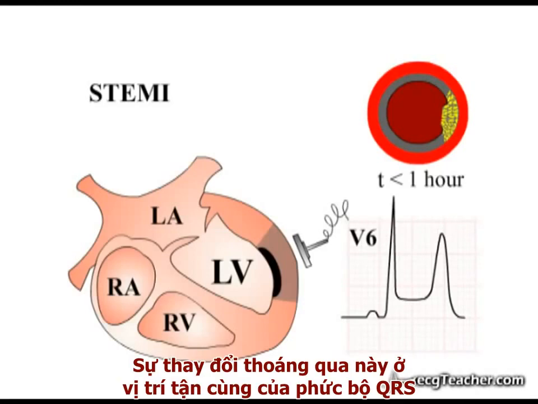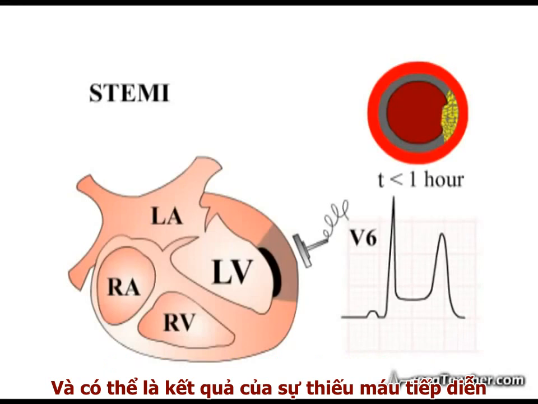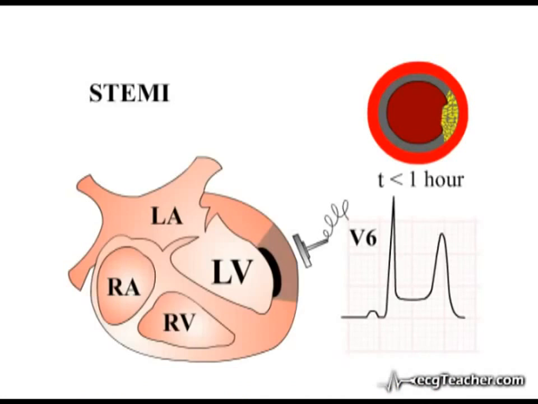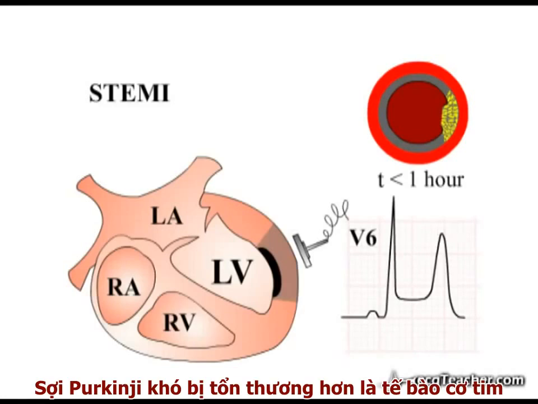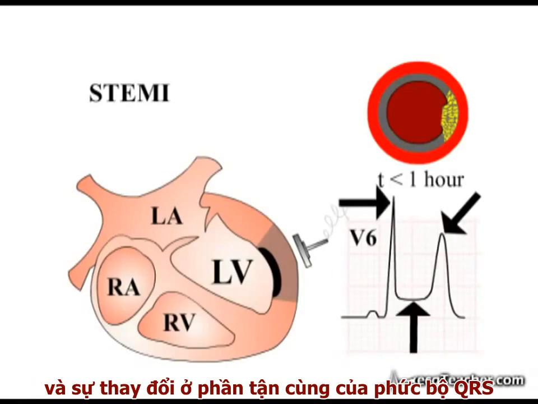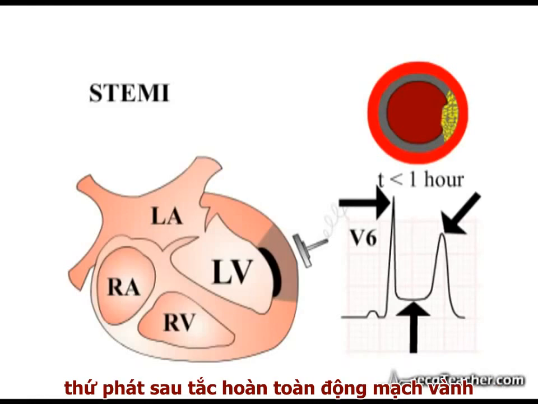These transient changes to the terminal portion of the QRS complex reflect worsening crisis in the oxygen-starved ventricular wall and probably result from progressive ischemia and necrosis of the Purkinje fibers, a tissue more resistant to death than working muscle. Peaked T waves, ST segment elevation, and alterations to the terminal portion of the QRS complex are the early changes of acute myocardial infarction secondary to complete occlusion of a coronary arterial vessel.